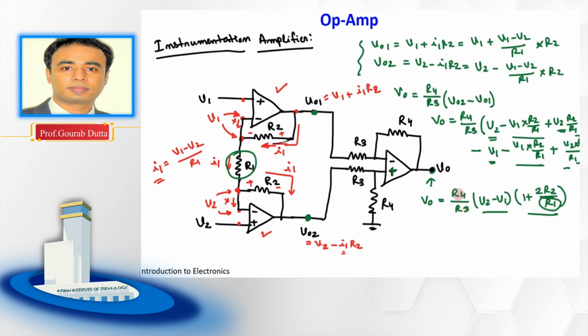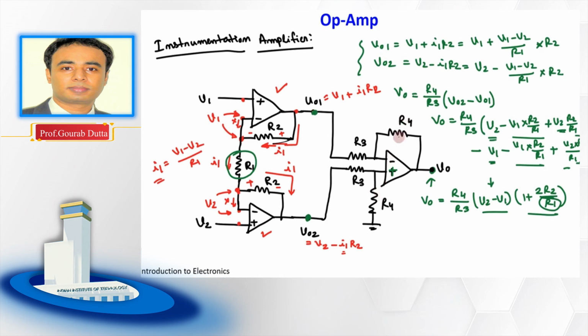Because what is gain here? Gain is, you remember, this is the differential input. So the gain is R4 by R3 into this 1 plus 2R2 by R1 term. This is the gain, isn't it? So that issue has been solved, right? In the earlier case, you have seen that if you have to change the gain, then you have to change two resistances simultaneously as well. That issue is not here.